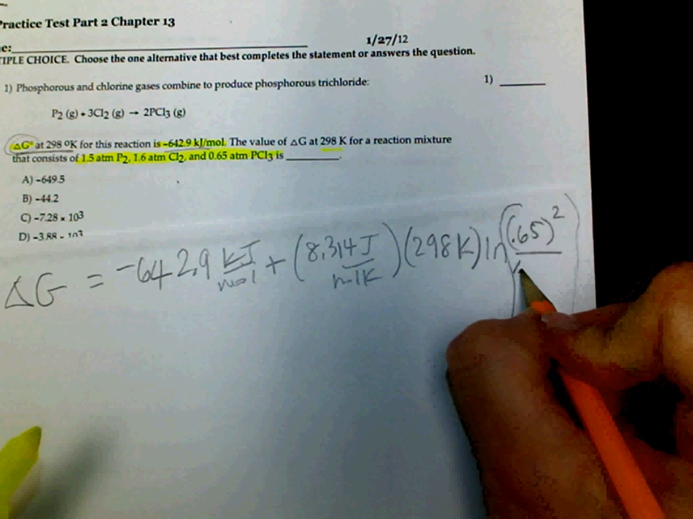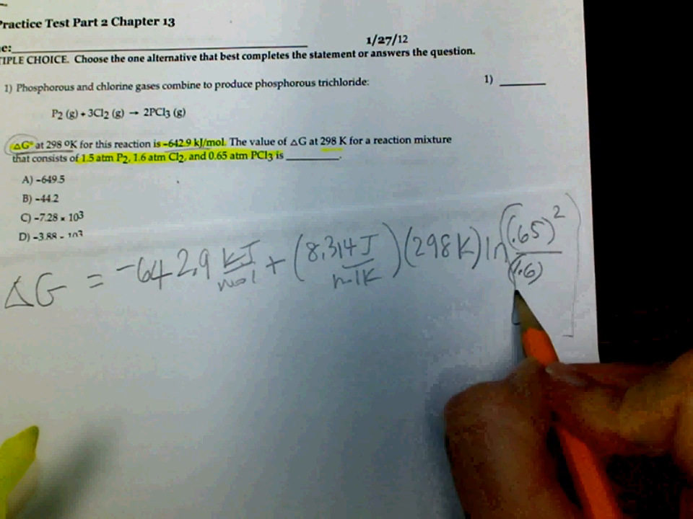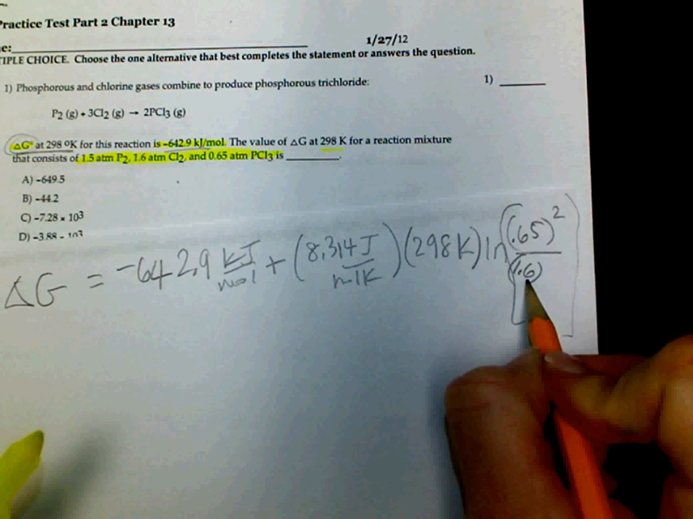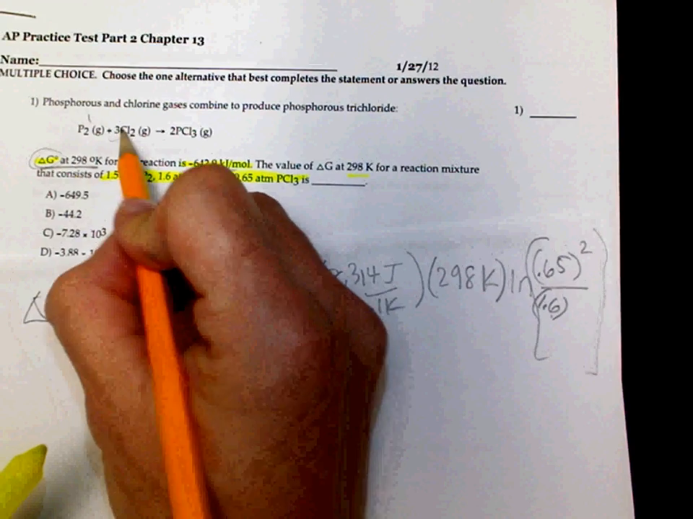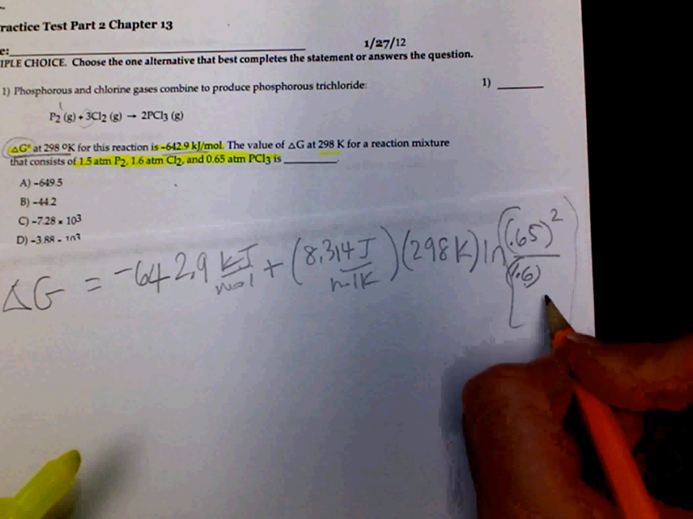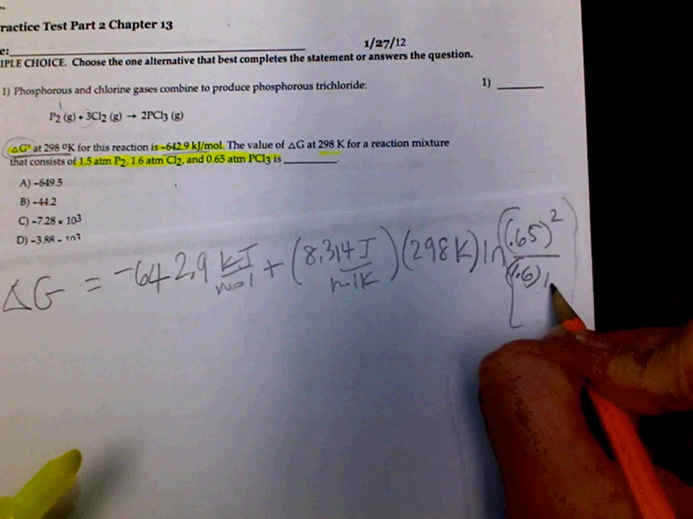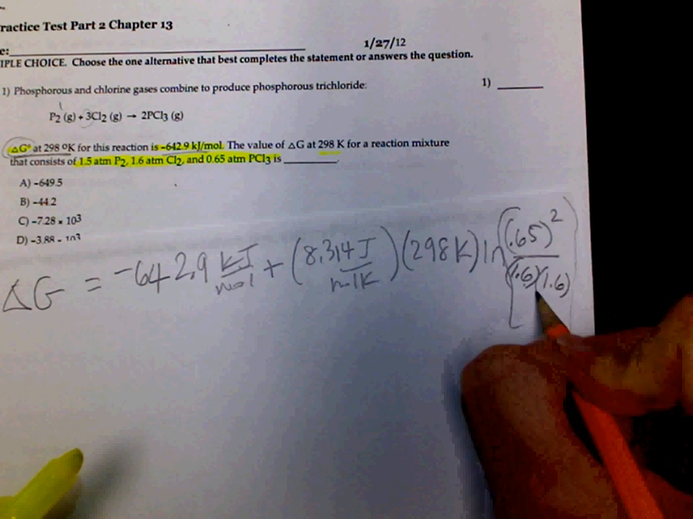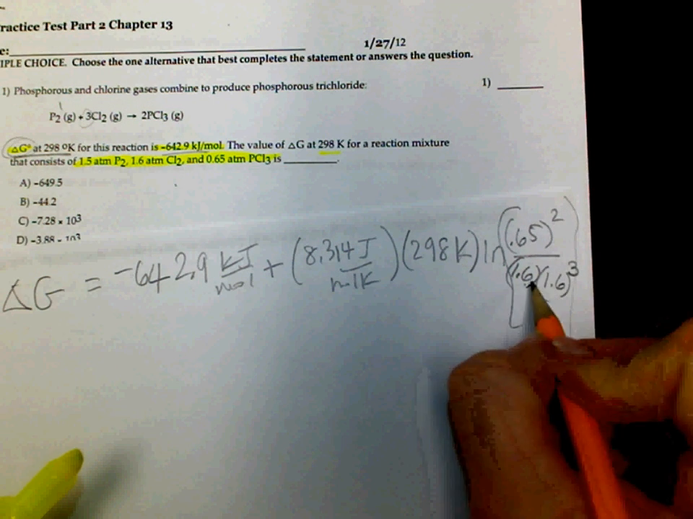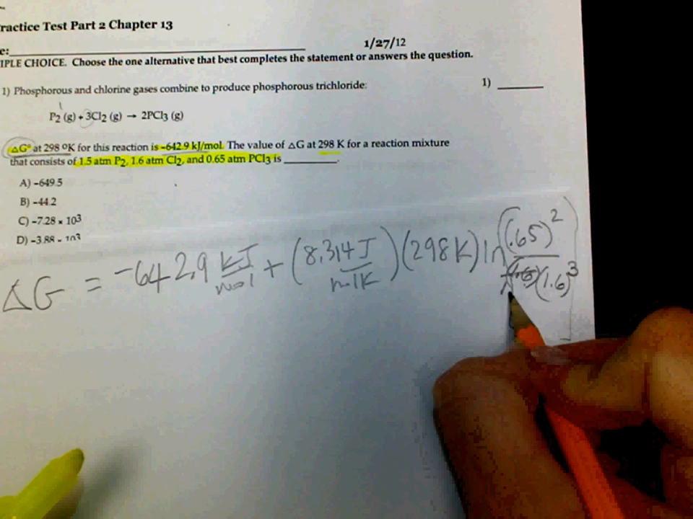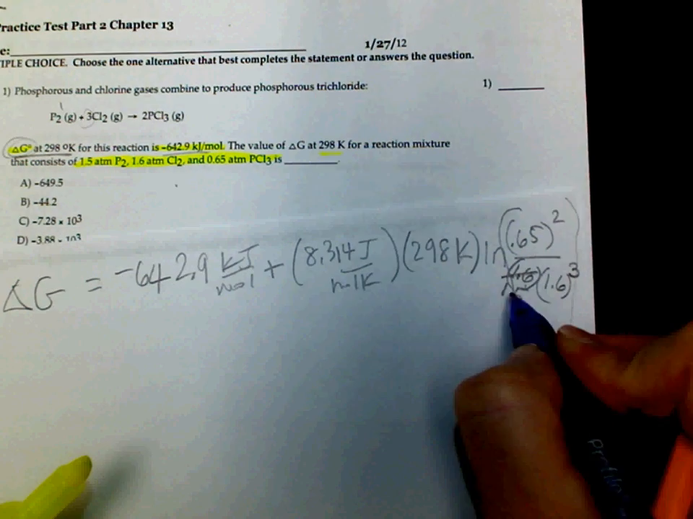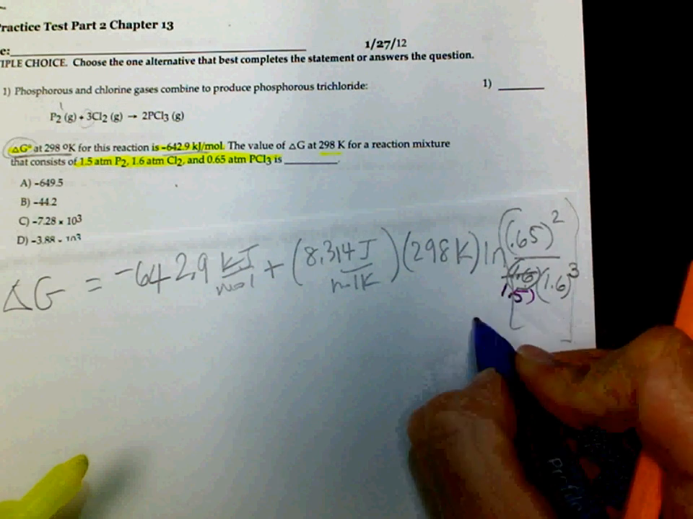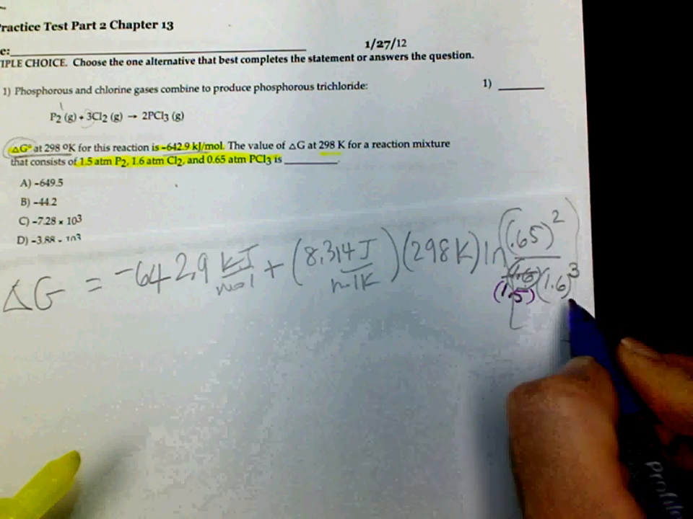I'm running out of room here, just bear with me. 1.6, that's the P2. It's not squared, it's just to the first power because of this balanced equation. And then right here we have chlorine has a coefficient of 3, so I'm going to take the chlorine. Oh, I've made a mistake. You see what I did here? This P2 should be 1.5 there. That's a 1.5 at this point, for the P2. The Cl2 is 1.6 cubed.